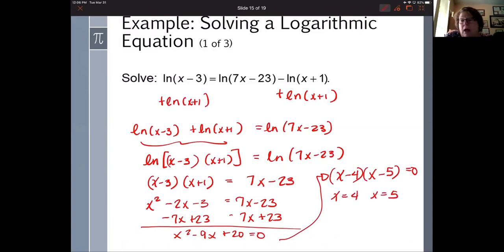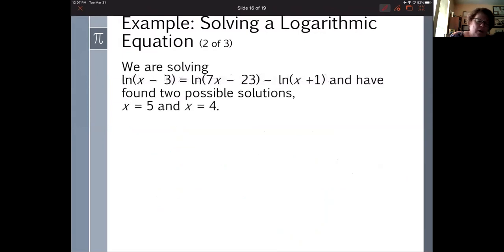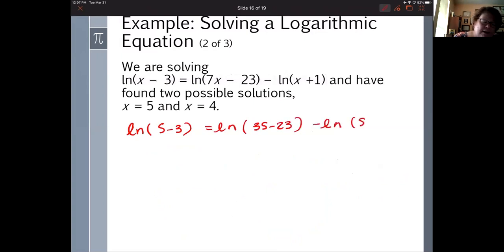And both of those are okay. Neither one of those are going to cause me issues with my domain. If I replace x with 4, then I'm fine. If I replace x with 5, then I'm fine. I'm not going to be taking the logarithm of a negative number. Okay? So both of these are okay. If I let x equal 5, the natural log of 5 minus 3 is fine. The natural log of, what's that going to be? 35 minus 23, that's fine. Minus the natural log of 5 plus 6, that's 5 plus 1, 6, that's fine. None of these are going to be the logarithm of a negative number.